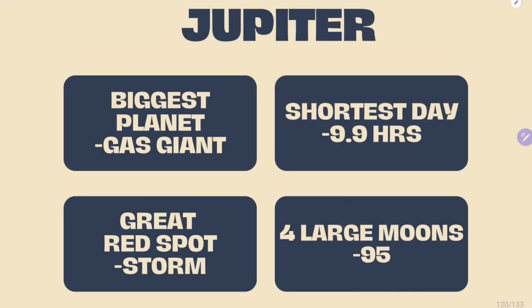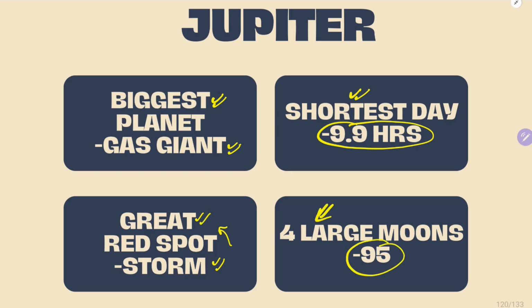So to sum up, Jupiter is the biggest planet in the solar system. It is a gas giant just like Saturn. It has the fastest rotation time, or the shortest day in the solar system, that is 9.9 hours. It has a huge storm called the Great Red Spot, and it has 95 moons in total, including 4 large moons that are called Galilean moons.